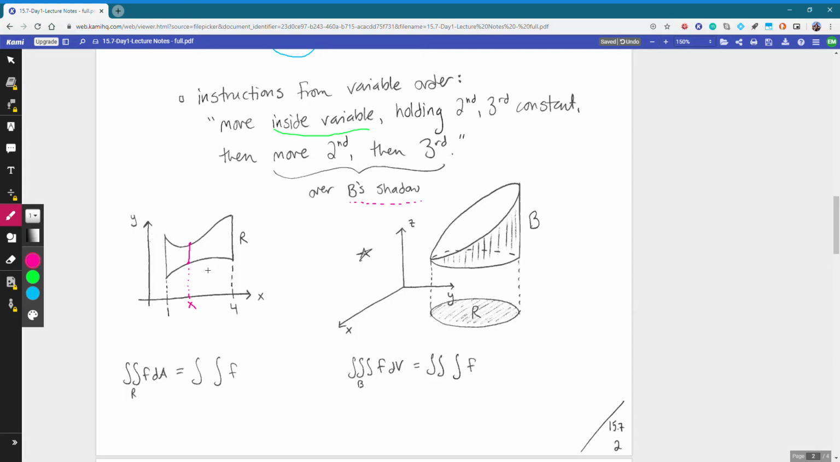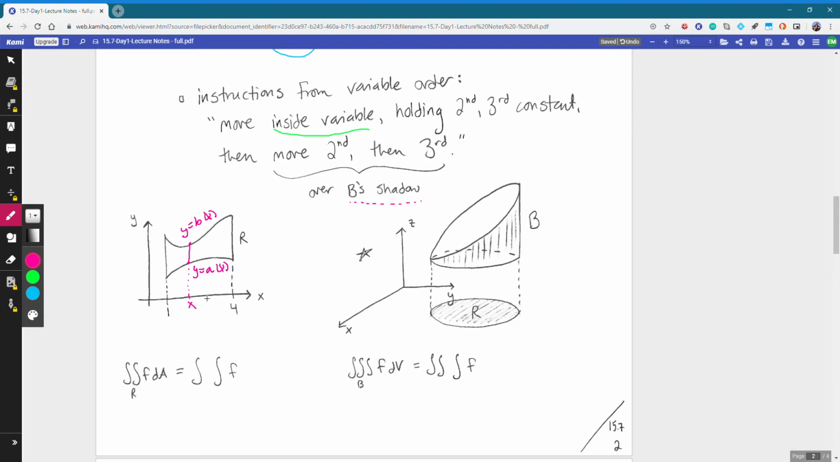And so here we just need to give some names to these curves if we're going to write up our limits. And so here on the bottom, let's say that this is given by y equals a of x, and up top, y equals b of x.